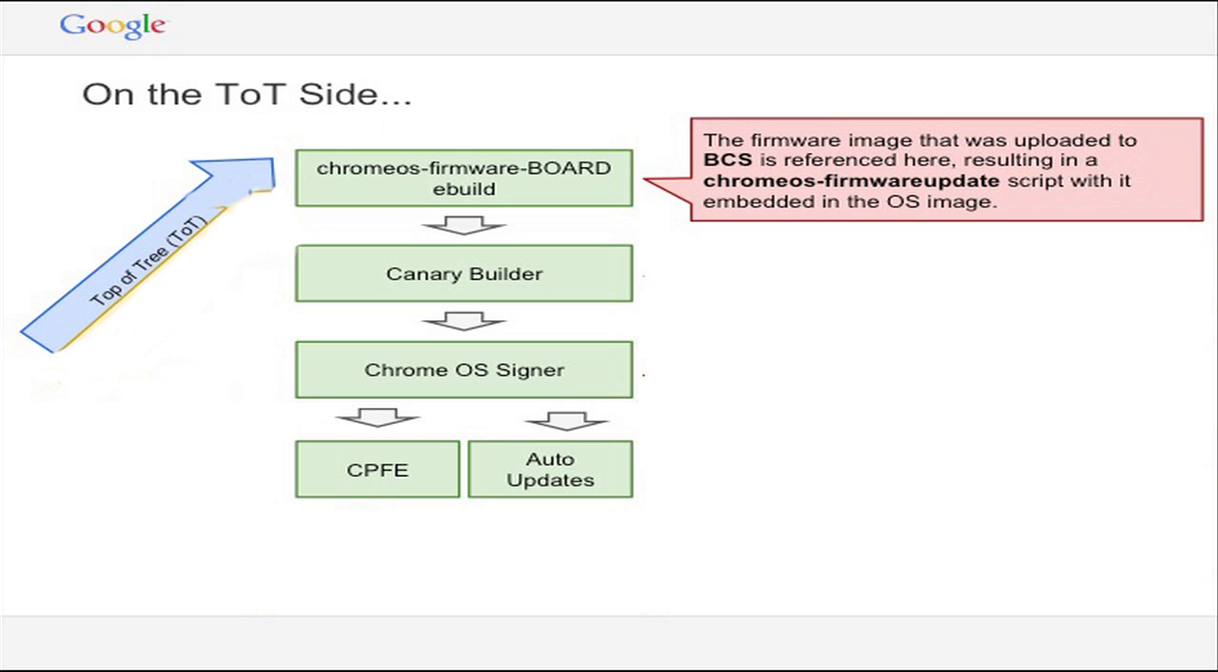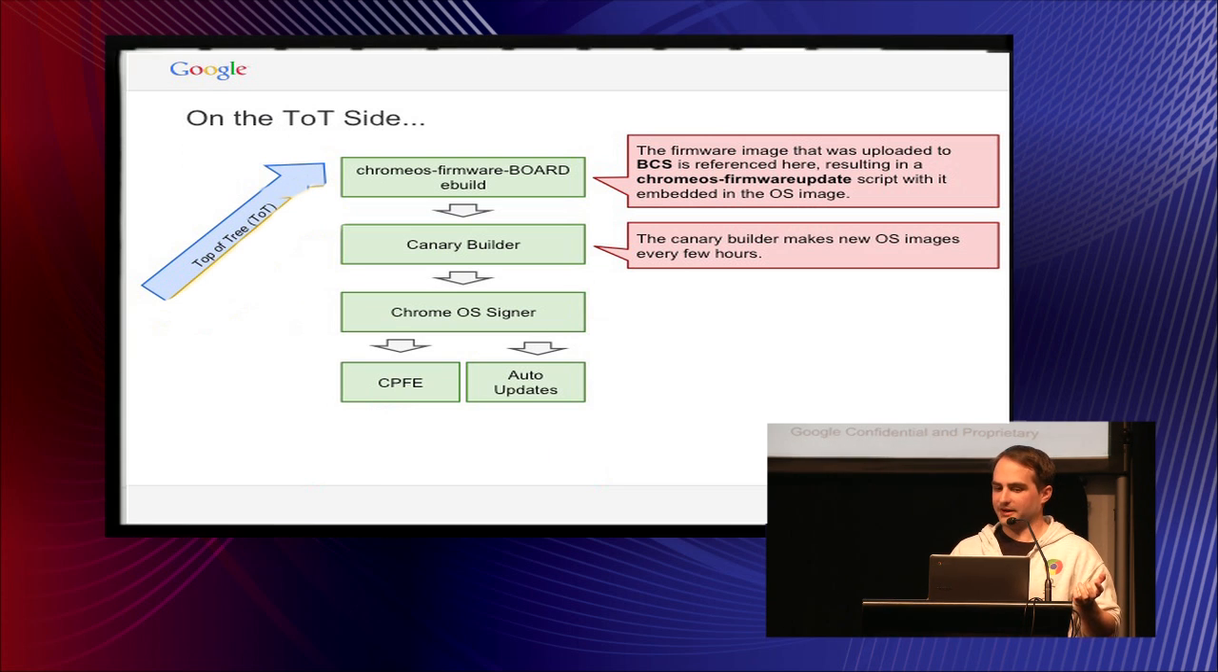So assuming we've made that change, we're now referencing BCS in our ebuild, and we move on to the builder that will give us our OS image. In this case, let's just say it's a canary builder. This is kind of like the build-TOT-every-few-hours builder. And it will basically generate a new OS image that contains this firmware.